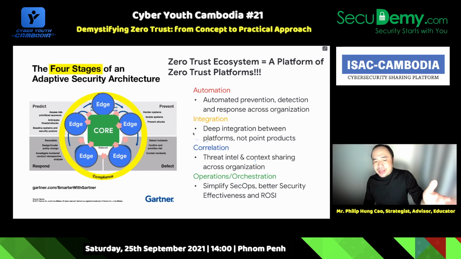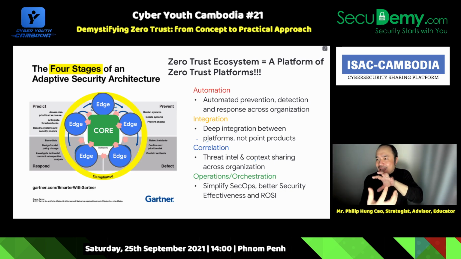And on the left-hand side, I also give you the mapping of how this zero trust ecosystem lines up well with the Gartner adaptive security architecture. So if your organization already has some mapping, or already has an adaptive security architecture built based on the Gartner model, then the zero trust ecosystem will fit nicely into that architecture as well. You will see there's a good alignment between zero trust architecture and the Gartner adaptive security architecture.